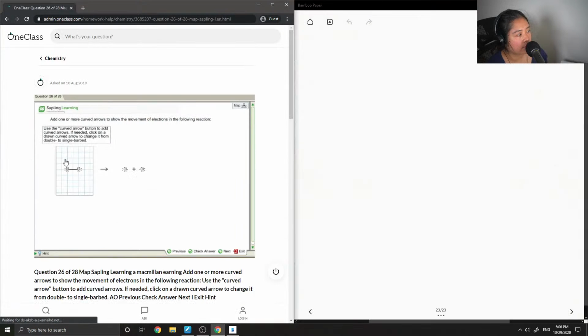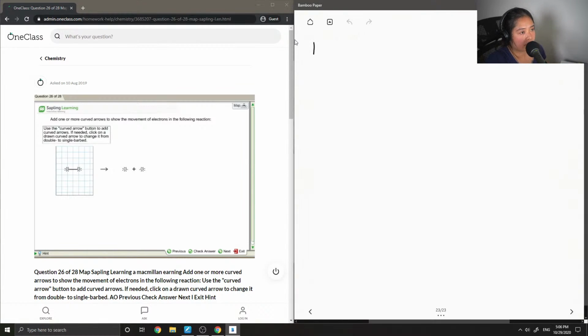Okay, so now let's move on to question number 4. Add one or more curved arrows to show the movement of electrons in the following reaction. So basically we start off with a chlorine molecule, Cl2. And I'm also going to draw in the electrons, just so we can check out the movement of electrons in the question.